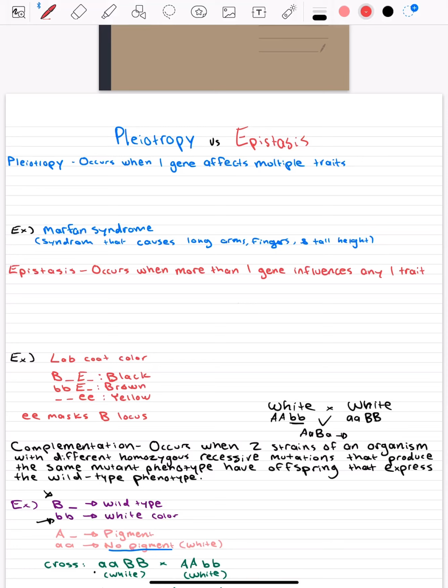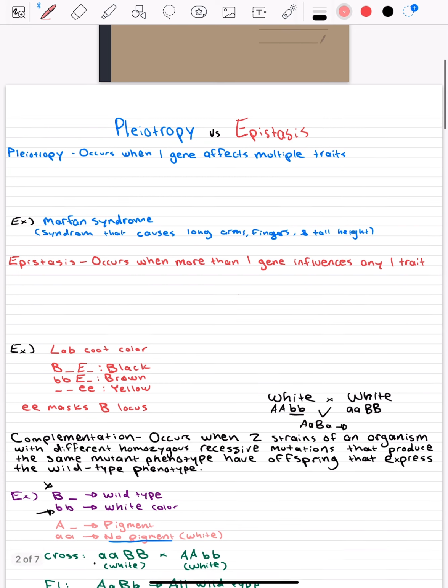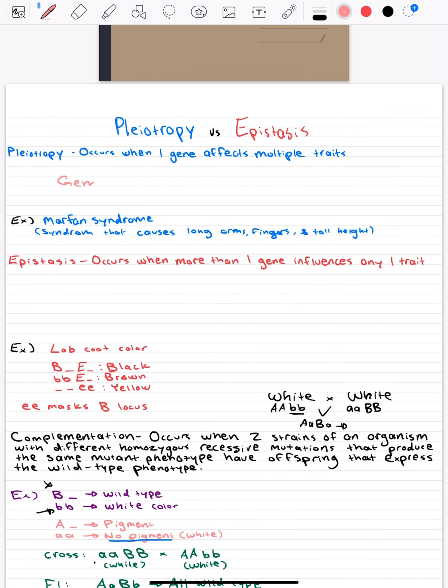Alright, hey guys, so for this week we went over a variety of topics, one of them being pleiotropy versus epistasis. So what is pleiotropy? Pleiotropy occurs when one gene affects multiple traits. So here we have, for example, let's say we have gene 1. It is going to affect multiple traits. This is going to affect trait A, as well as trait B.